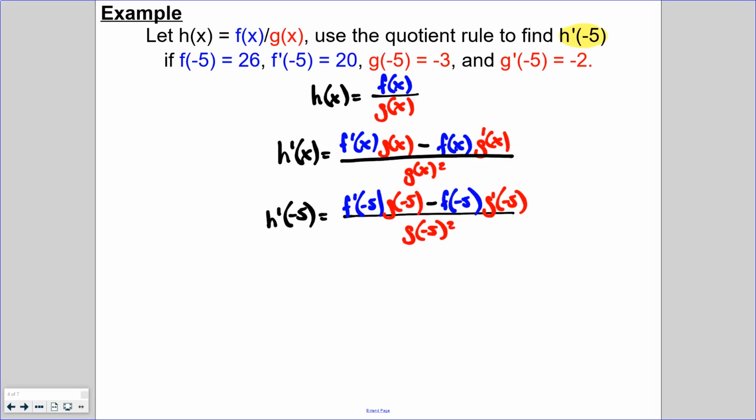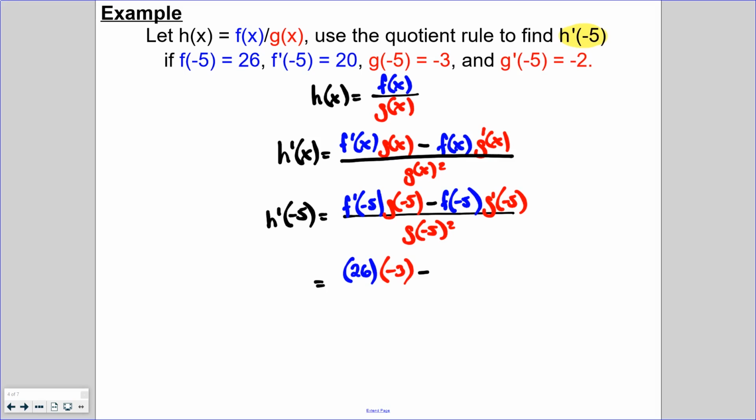Alright, well then from here, we can substitute in, because we now have the instructions, we know how all the pieces will fit into the puzzle. And we know that f prime of negative 5 is 26. And we can see that g of negative 5 is negative 3. And that's going to be minus.